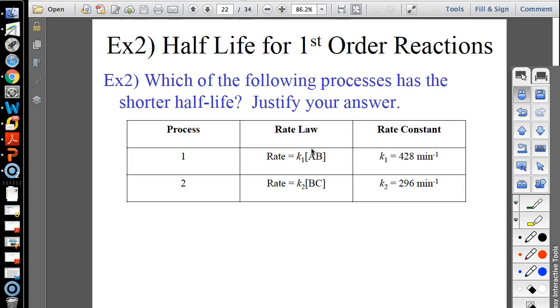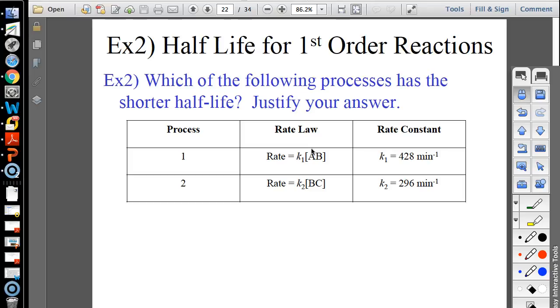This question is asking which of the following processes has a shorter half-life. If you have a short half-life, that means half would react, half of it would turn into product. If it was 10 seconds, that would be a fast reaction versus 10 years. That would be a long half-life, so think about that.